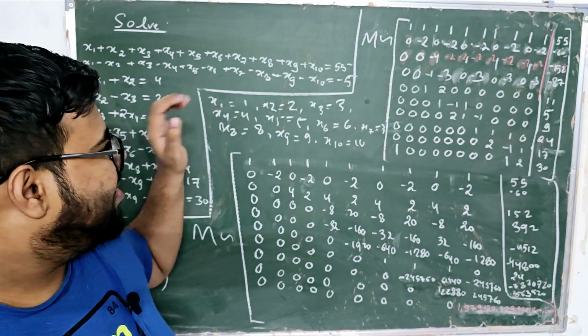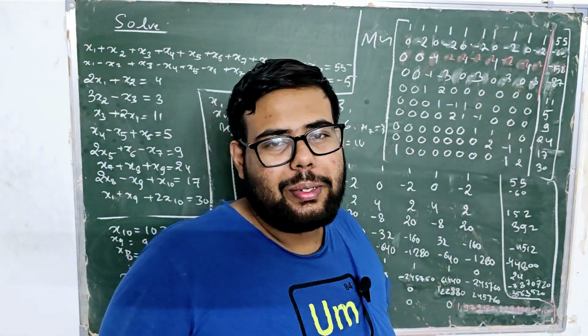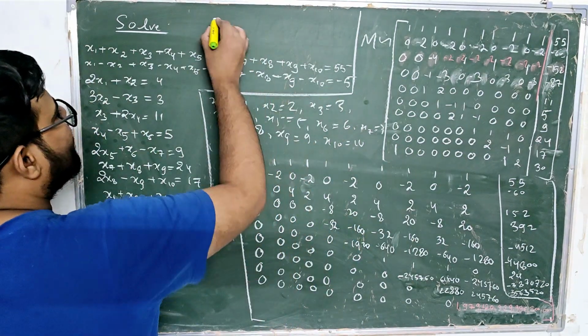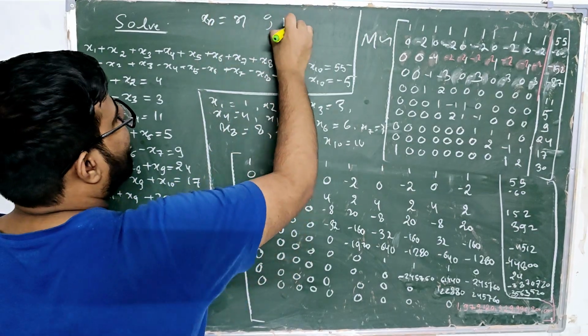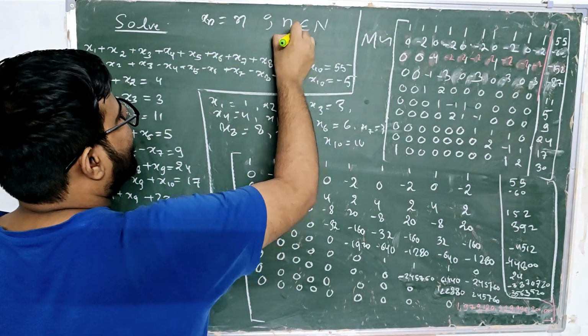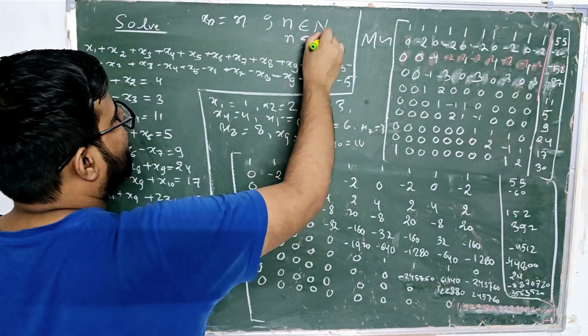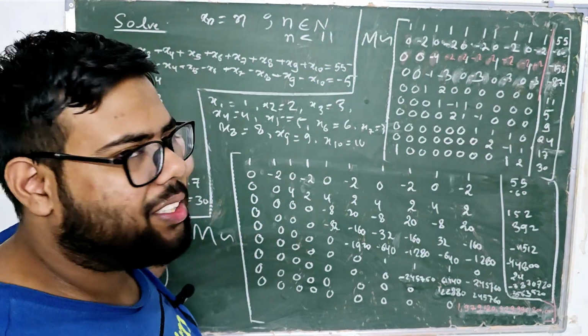So this is the answer: x1 is equal to 1, x2 is equal to 2, and so and so forth. So we can say xn is equal to n is the answer, where n belongs to natural numbers and n is less than 11. Okay, like this you can represent the answer.